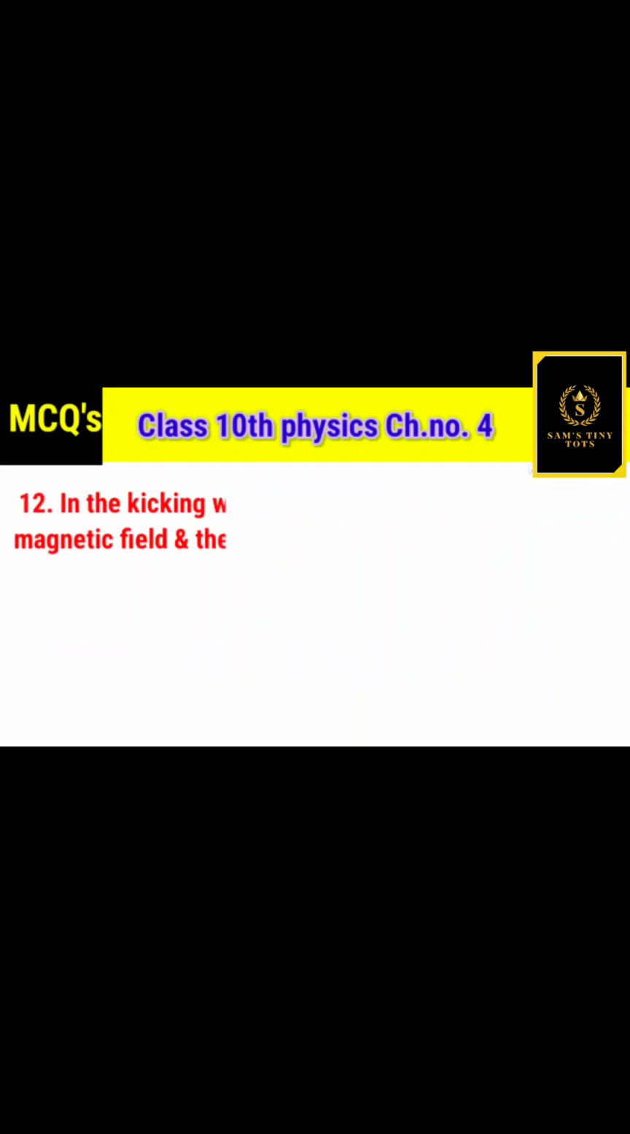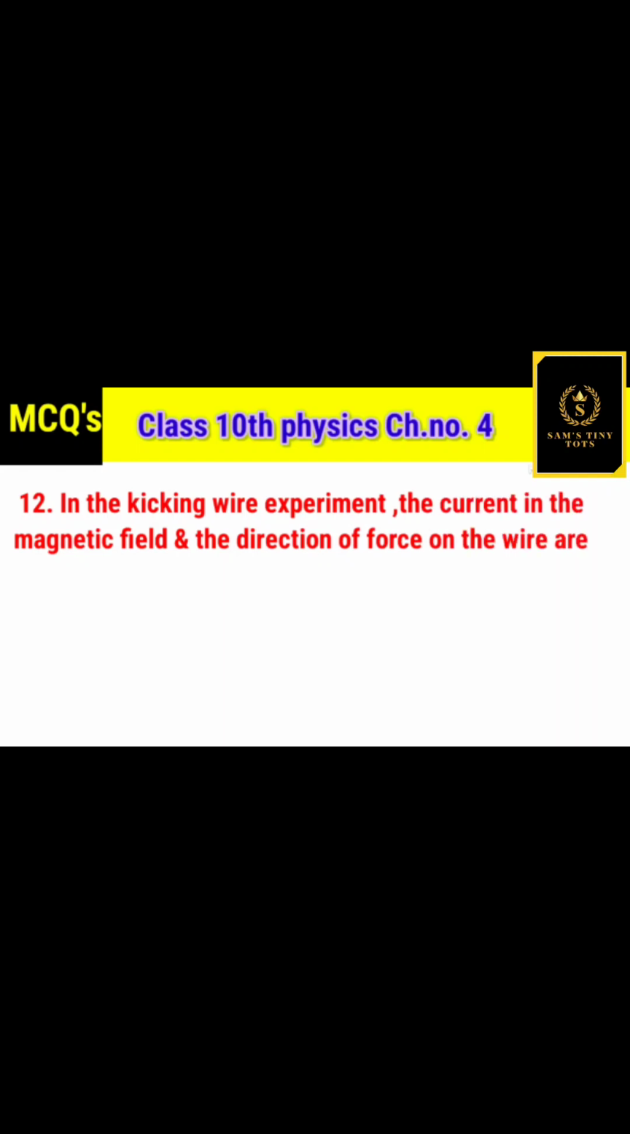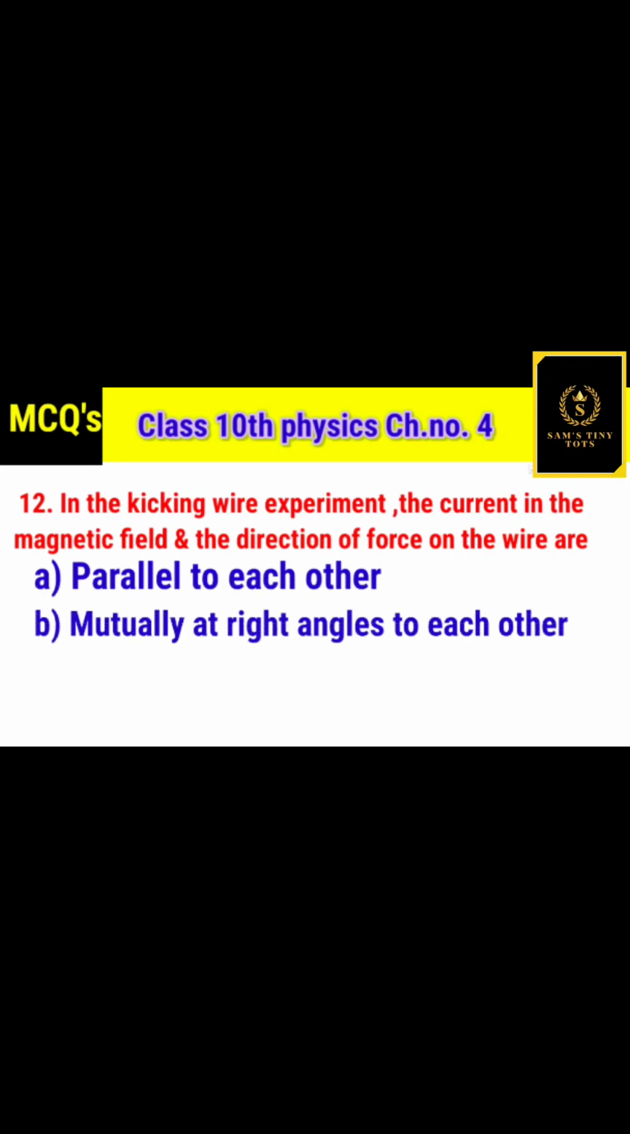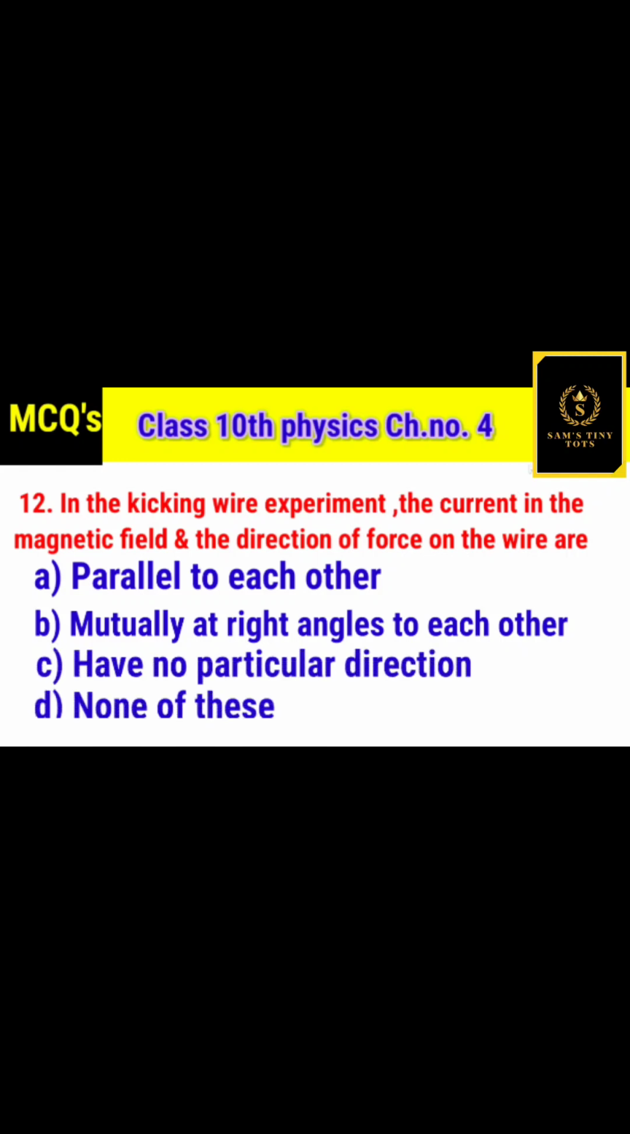12. In kicking wire experiment, the current, the magnetic field and the direction of the force on the wire are option A parallel to each other, option B mutually at right angles to each other, option C have no particular direction, option D none of these. And the correct option is option B mutually at right angles to each other.